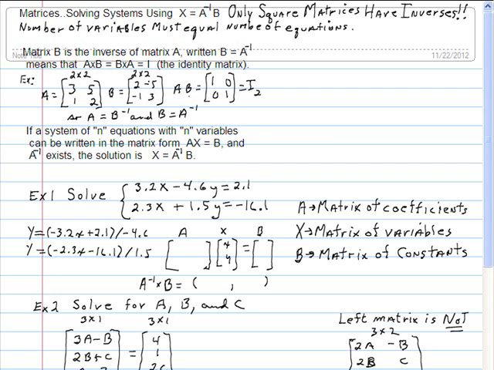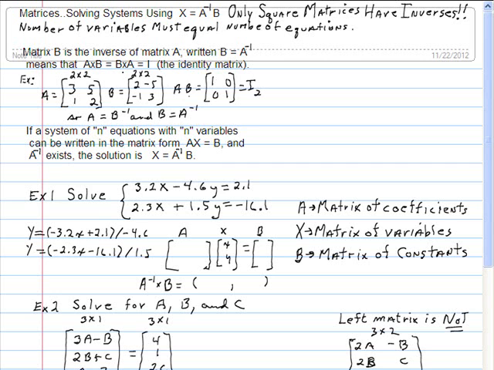Now I'm not going to take the time to load them in the calculator and multiply them. You can do that. It's very fast, it's very easy. But when you multiply them together, you get the matrix 1, 0, 0, 1, which is the 2 by 2 identity matrix. So I've multiplied A, B together and I've got the identity matrix. That means that A is the inverse of B or B is the inverse of A.